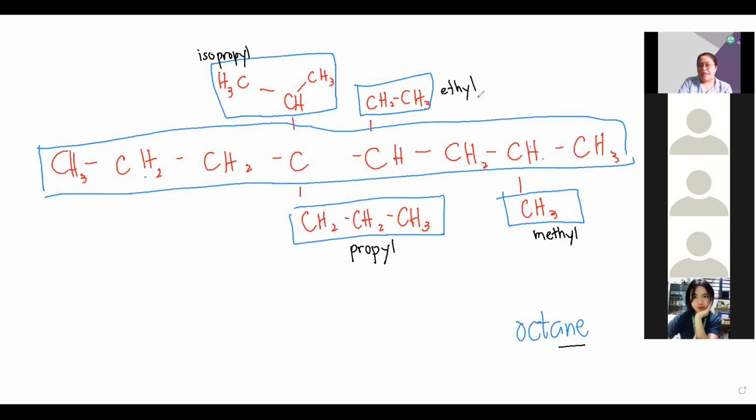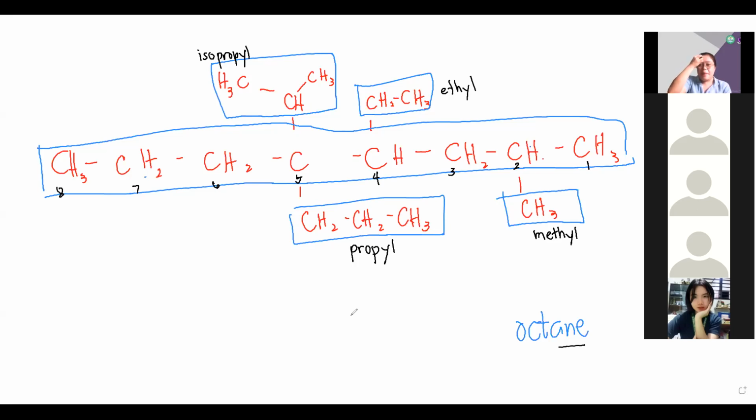Okay, now let's assign numbers. If I assign carbon number 1 here, 1, 2, 3, 4, my first substituent is on carbon number 4. But if I start here, 1, 2, at carbon number 2 I already have a substituent. So definitely I'll choose to have this carbon number 1 on the right side. 6, 7, and then 8. Okay, so I have assigned numbers now, and what do I need to do next?